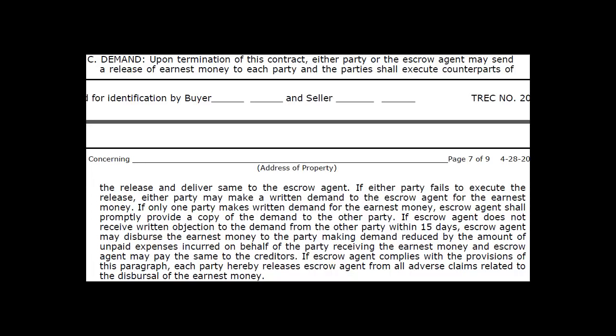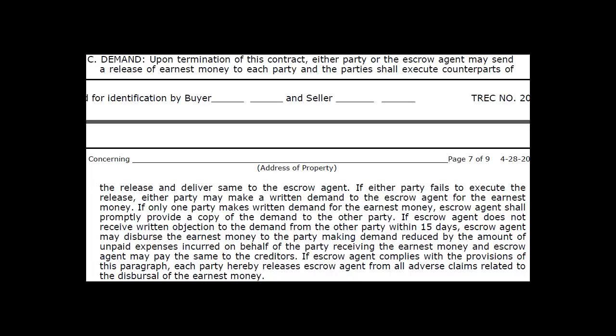Well, if somebody doesn't sign that release, then what can happen is any party in the transaction can actually send a demand letter to the title company demanding for that earnest money to be released. What's going to happen is the title company is going to let everybody in the deal know that a demand was made for the earnest money. If nobody responds to that demand, then whoever made the demand gets the earnest money. If somebody responds to the demand, then I'm really not sure what happens. But it just gets drug out and it kind of gets nasty.